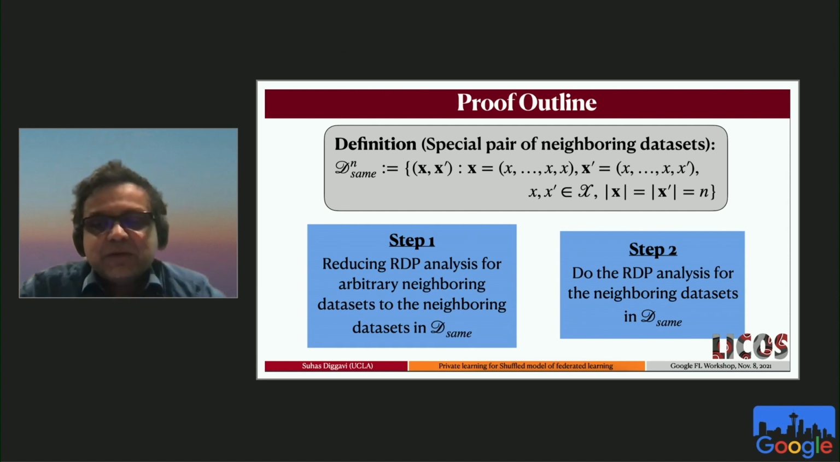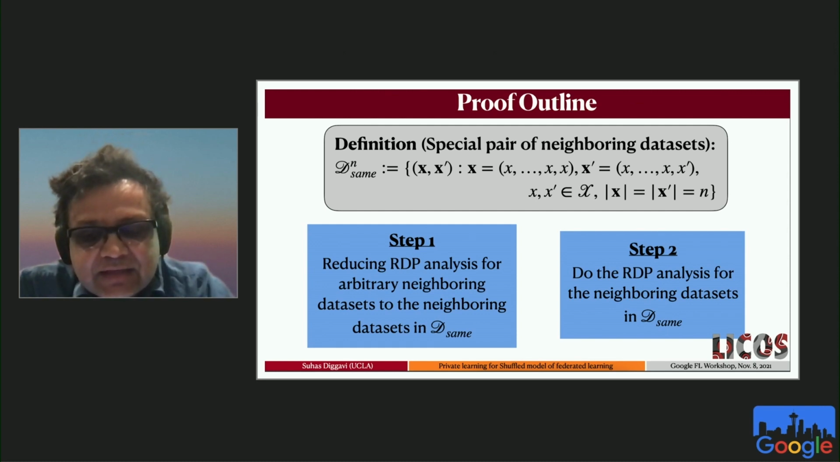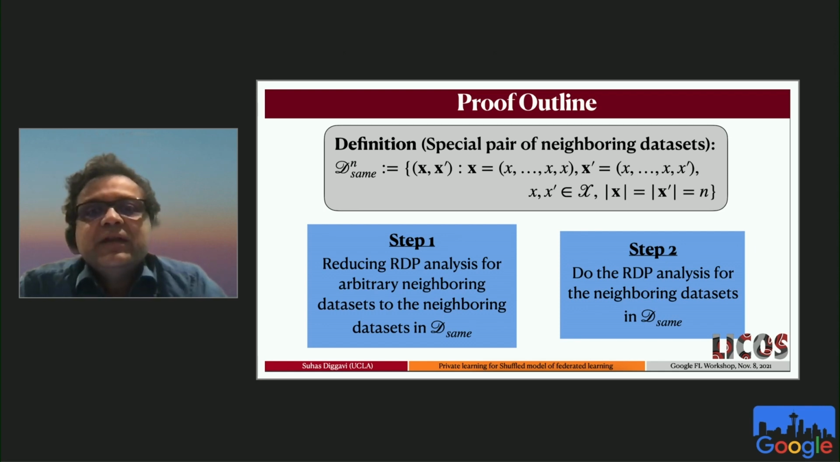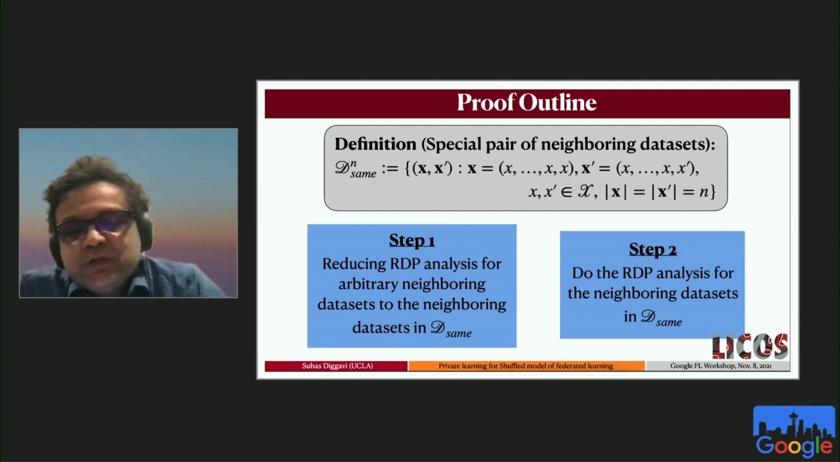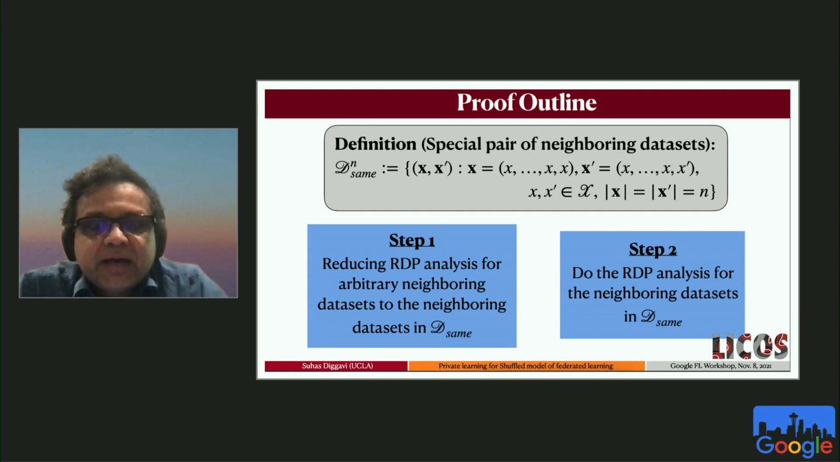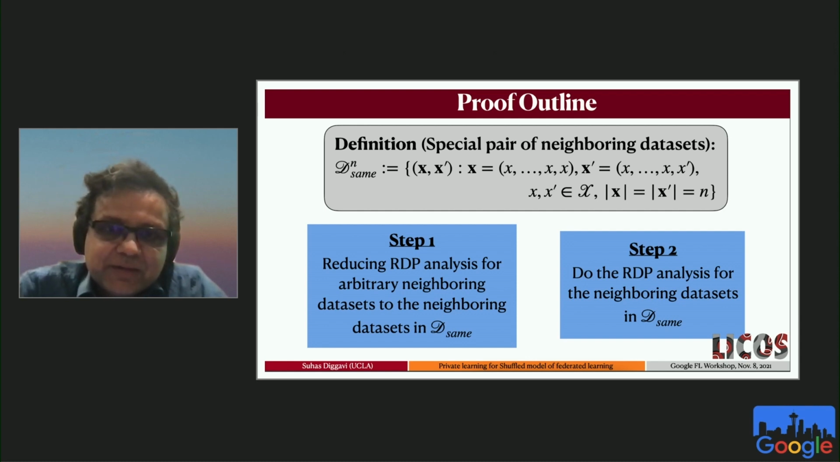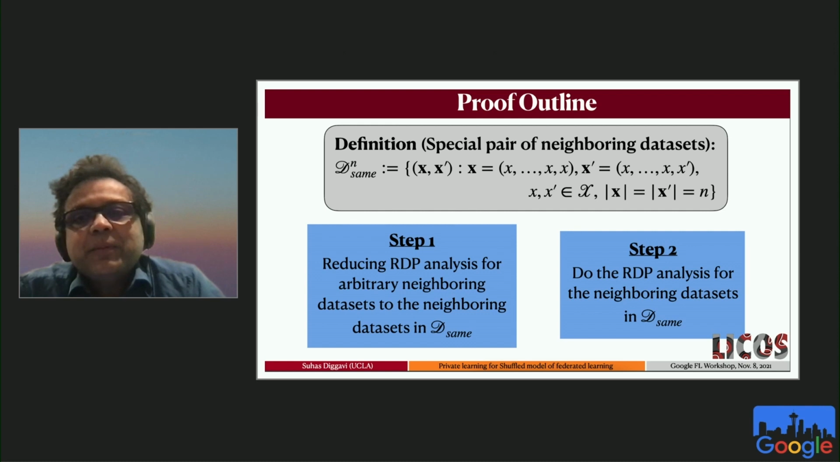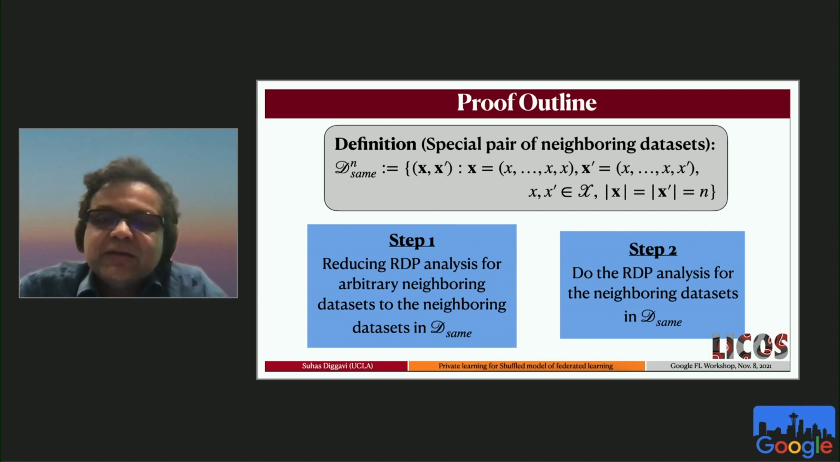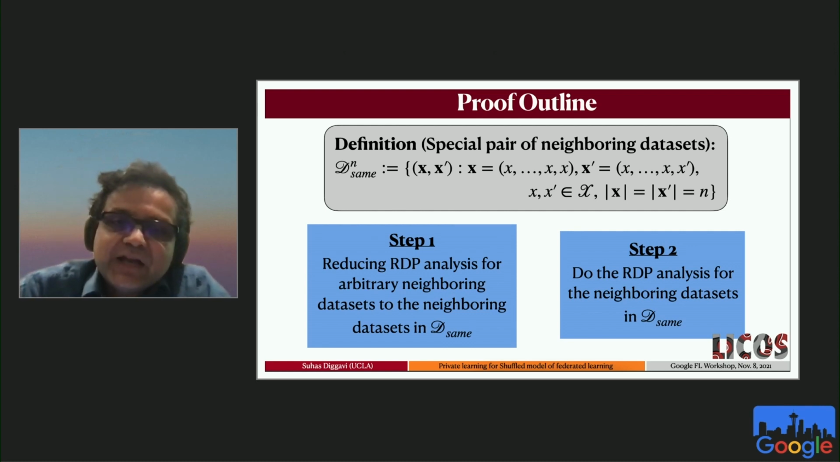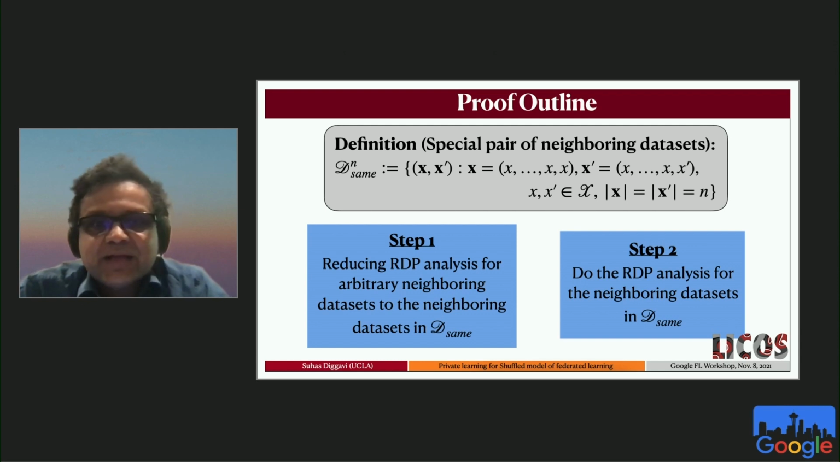The technical challenge in doing this is that analyzing Rényi differential privacy directly for arbitrary neighboring data sets is non-trivial. What we do is show that this can be connected to analyzing the RDP for special neighboring sets, which have all the same components except the last component being different. Once we make that connection, we are able to do our RDP analysis for these special data sets, enabling us to prove this result.